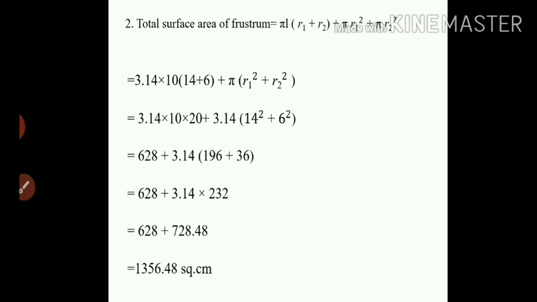Now students, remember that, please write the formula properly. All the values will be given, for example R1, R2, L or H, whatever, you have to substitute the values, and it is simple simplification. You know the rule, that is BODMAS. Always first solve the bracket, and then multiplication, division, and then addition or subtraction in order.